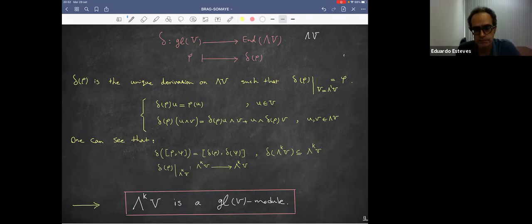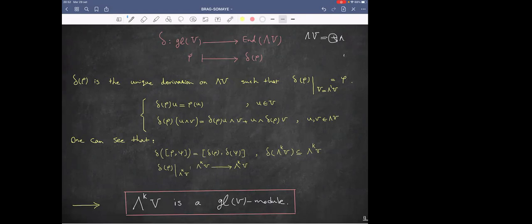And since the exterior algebra is a direct sum of exterior powers, and any element of an exterior power is a linear combination of, for example, in wedge 3 V, terms of this form u1 wedge u2 wedge u3, where these u_i's live in V, the first exterior power. Wedge 1 V is V. So it's enough to define this delta phi on the first exterior power, which is V itself. And we define delta phi of u to be the evaluation of phi on u for any u in V. And for the other elements in the exterior algebra, delta phi must satisfy the Leibniz rule.